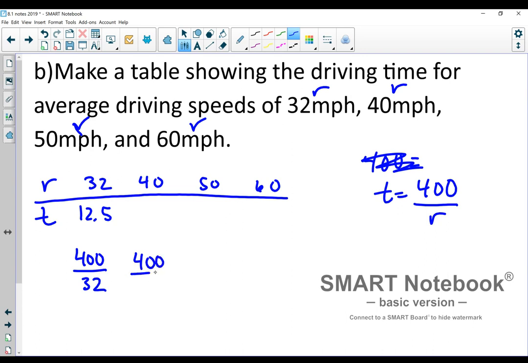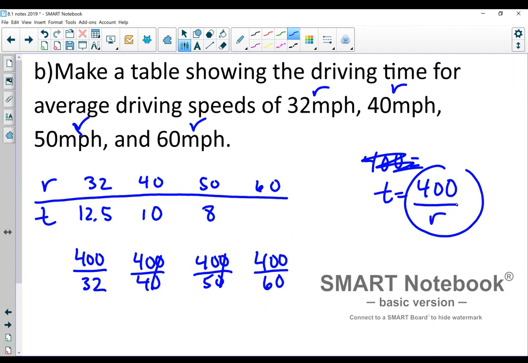Next one, 400 divided by r, which is 40. So it'll be 10. So you can see as I'm driving faster, as my rate goes up, my time is going down. 400 divided by 50 would be 8. And then 400 divided by 60. So I'm just using this formula, 400 divided by my rate. That's all I'm doing. So 400 divided by 60 is 6.67, 6 2/3.